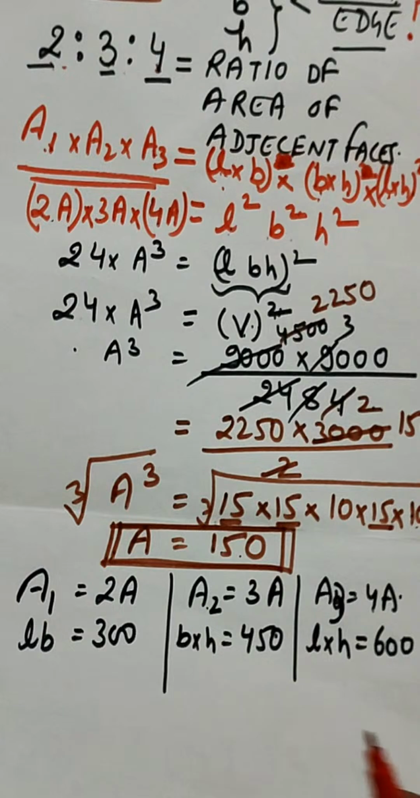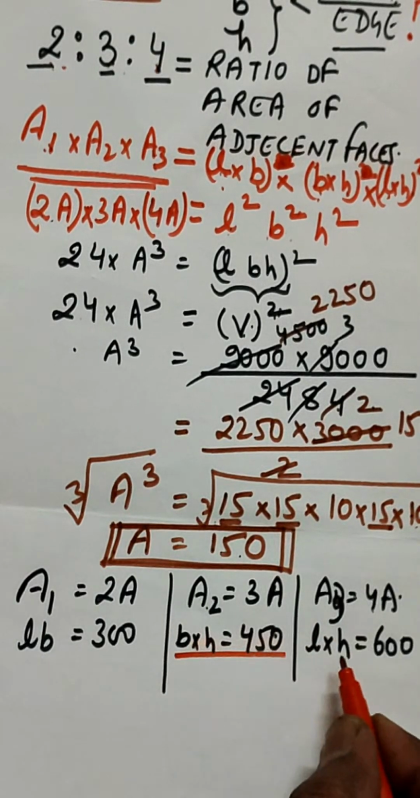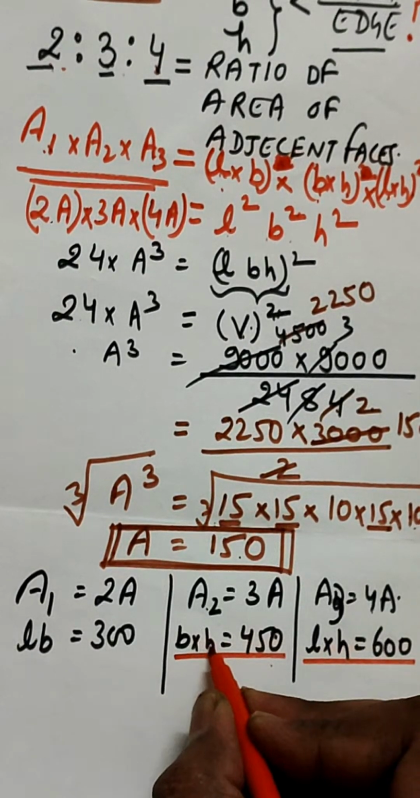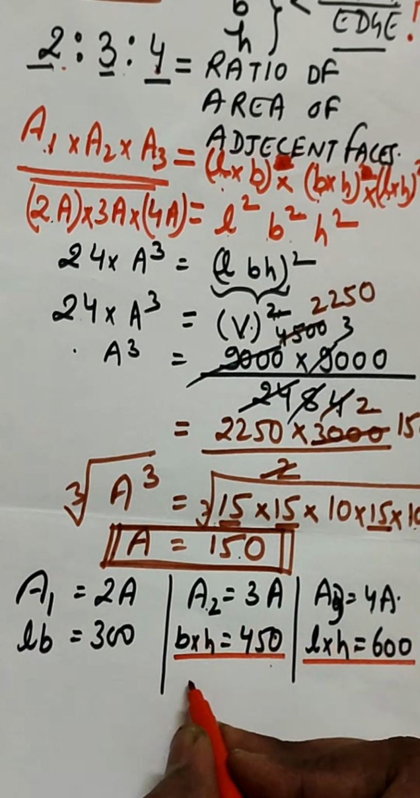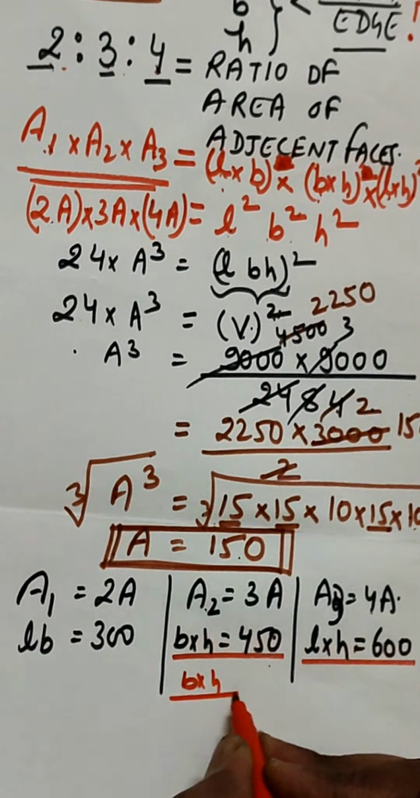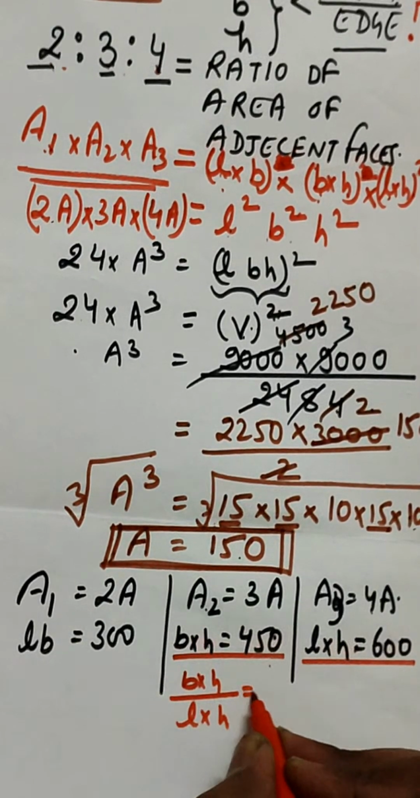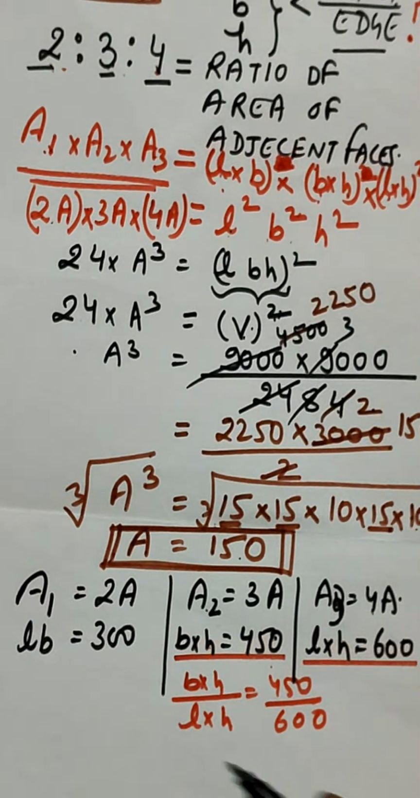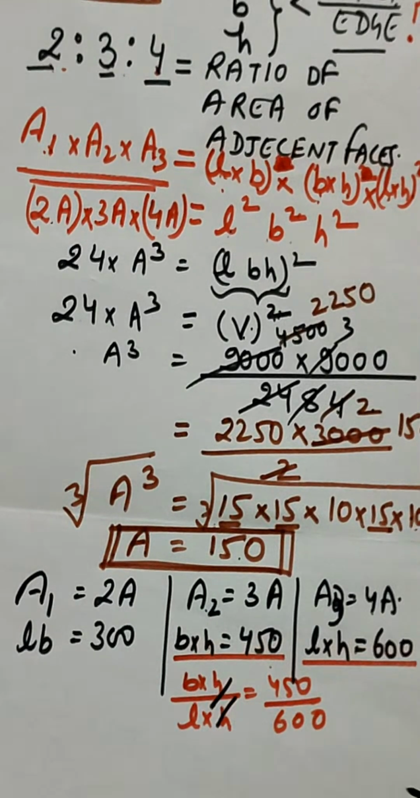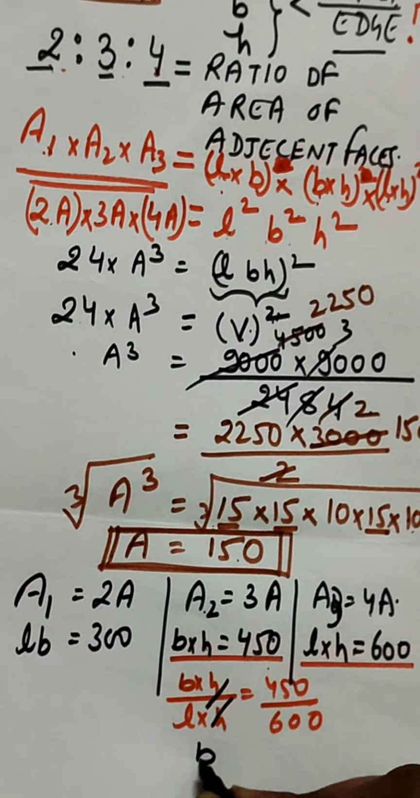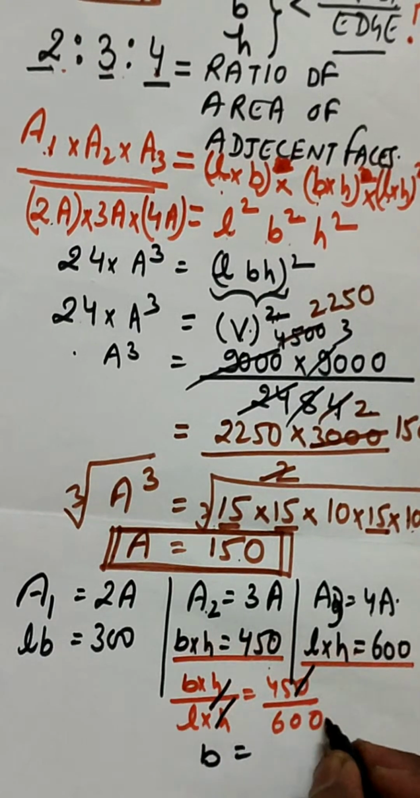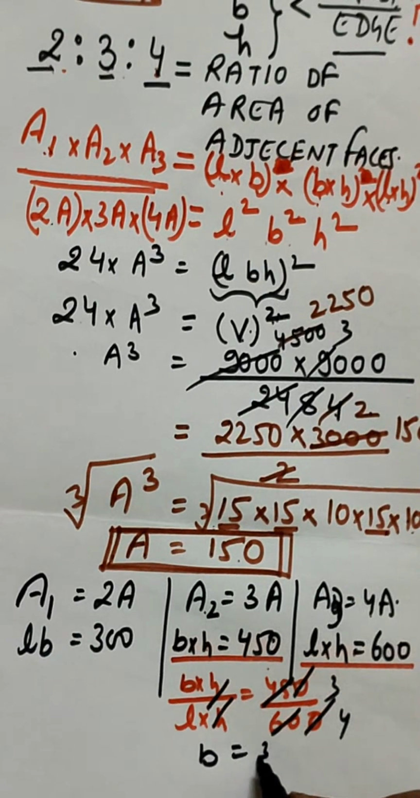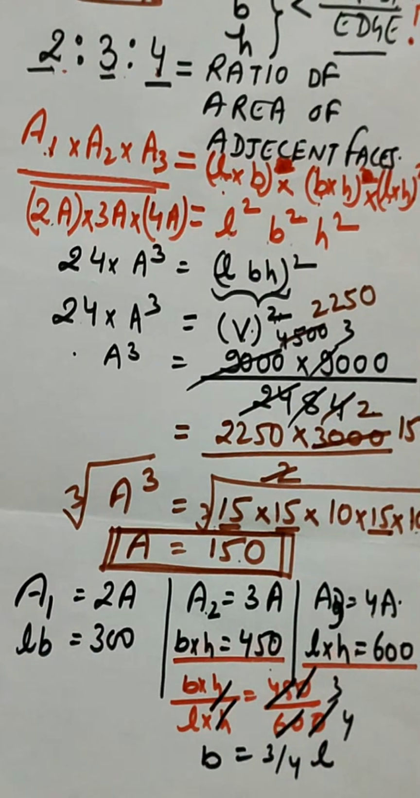Now when you divide equation 2 by equation 3, right, if this is equation 2 and if you divide this by this, then it will be B into H divided by L into H equal to 450 by 600, right? And here H will be cancelled out and we can write B as 450 by 600, that is 3 by 4. So B can be written as 3 by 4 times L, right?